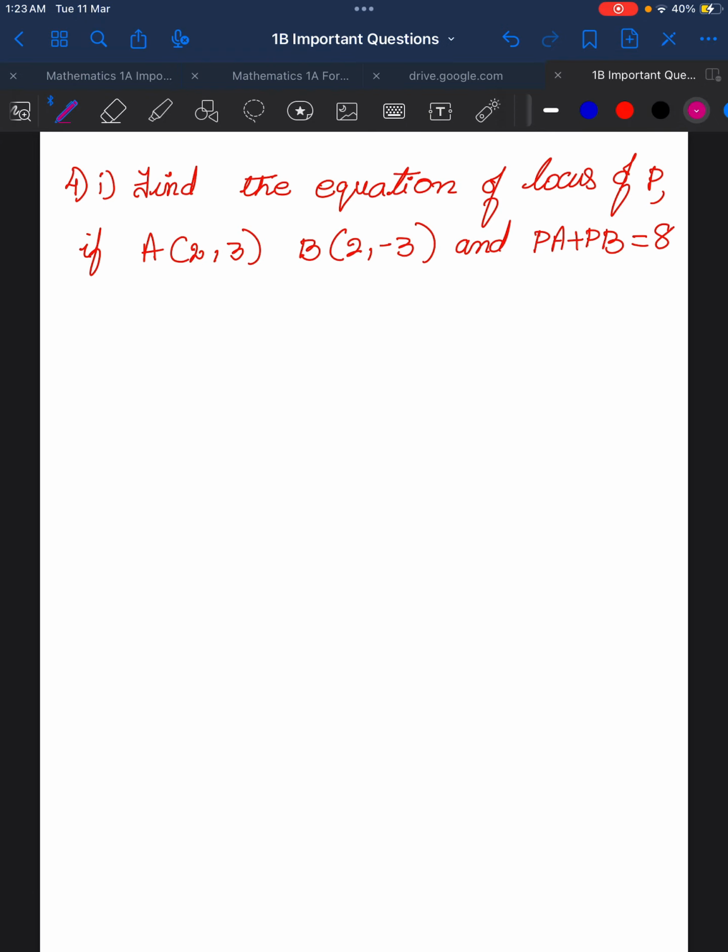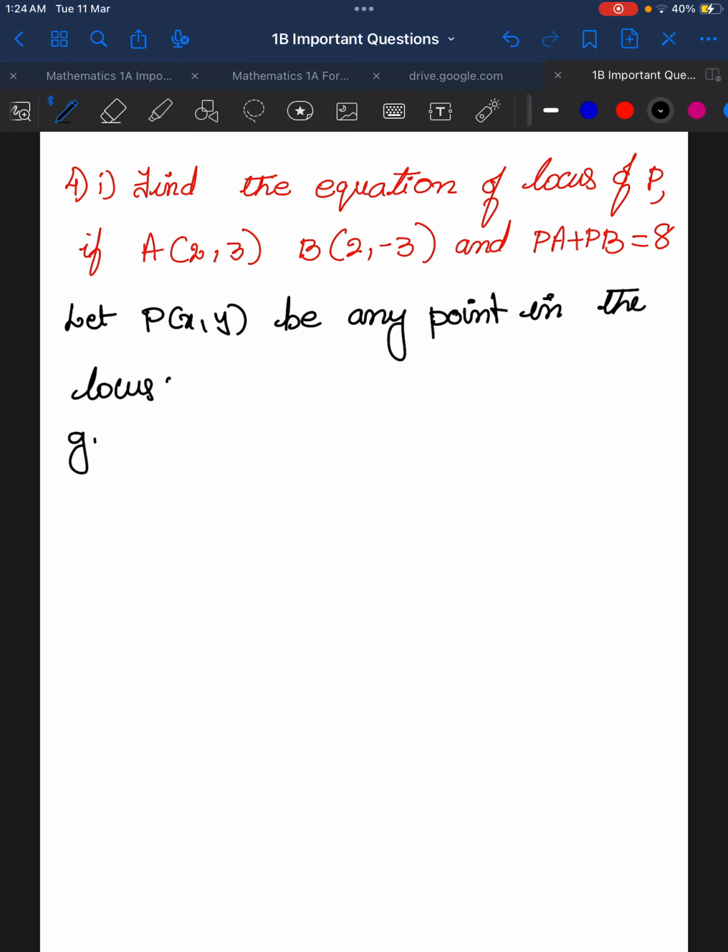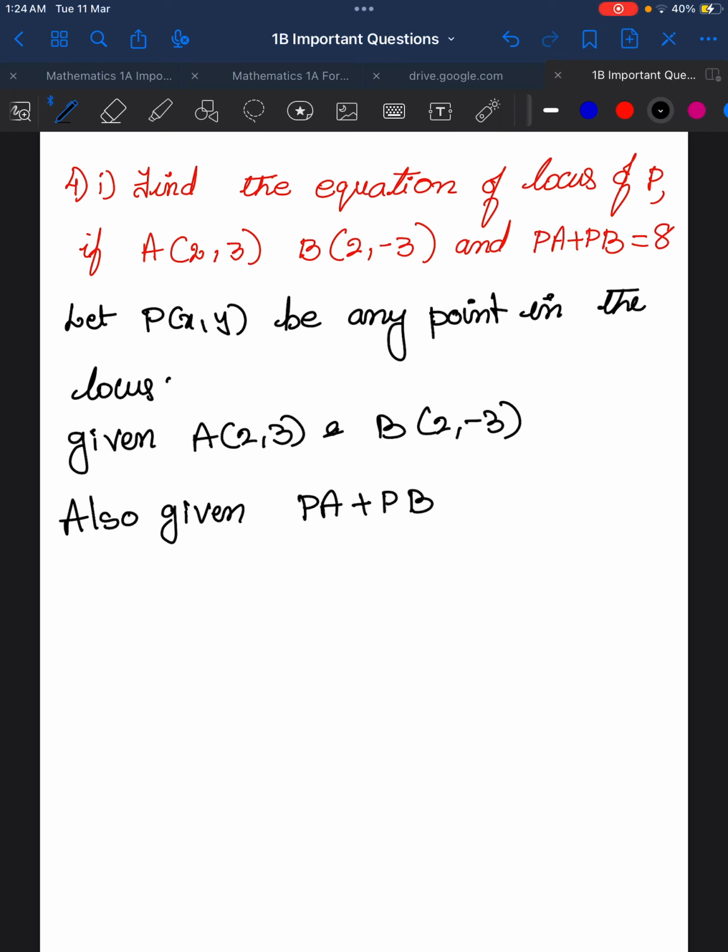Fourth problem, first bit. Here the question is, find the equation of locus of P if A is 2, 3, B is 2, minus 3 and mod PA plus PB is equal to 8. Always, as I said, what are we starting with? Let P(x, y) be any point in the locus. We wrote, given A point as 2, 3 and B point as 2, minus 3, also given PA plus PB is equal to 8.